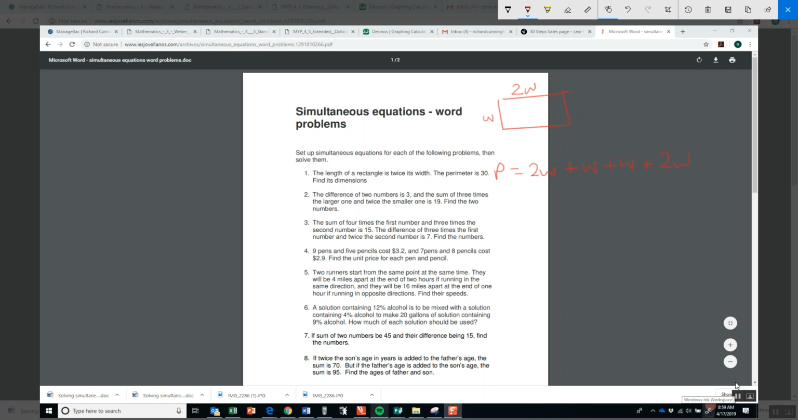2W plus W plus W plus 2W. How many W's is that? 6. Right. And what does it say the perimeter is? 30. Perimeter is 30. So W equals 5. Right, so W equals 5. So the width is 5, but what is the length? The length is 10. Twice its width, so the length is 10. Okay, so they get more progressively difficult as it goes on, and setting up the equations is the hard thing, okay?